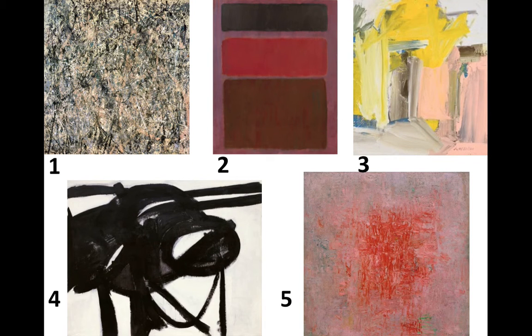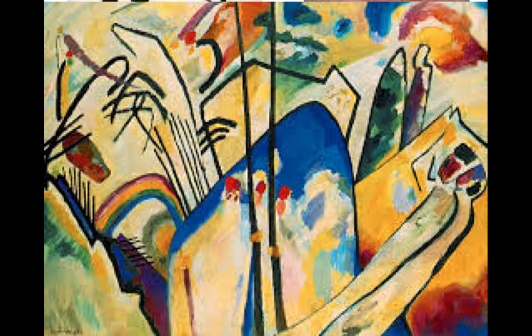These are the top 5 most recognizable famous arts of the abstract expressionism movement. Number 1, Lavender Mist, Jackson Pollock. 2, Red, Brown, and Black, Rothko. Number 3, Door to the River, de Kooning. Number 4, Chief, Franz Kline.